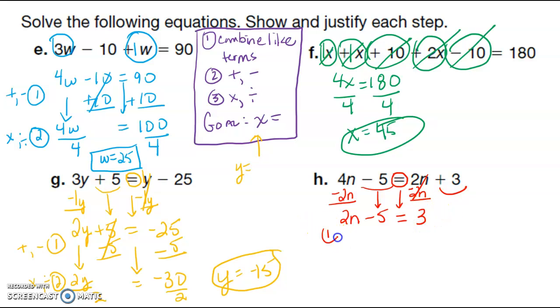Now I can do my two-step problem, plus, minus. I want to get rid of the 5. This goes away. Okay, multiply, divide. So I'm going to divide by 2. n equals 4.